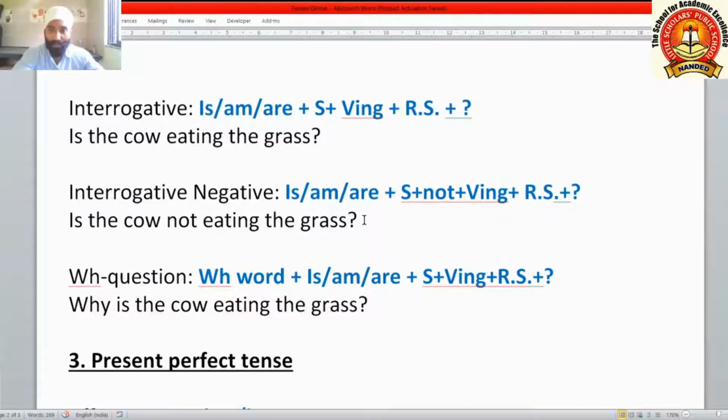Sometimes we may get confused and make such a mistake. Isn't the cow not eating the grass? We are taking "not" twice here, so it will be wrong. So this is the correct sentence.